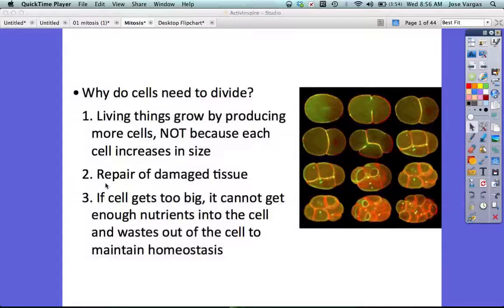Divide? Well, living things grow by producing more cells, not because each cell increases in size, so we need to replace them. Especially when there's an injury or we need to repair damaged tissue, we need to create more cells. If the cell is too big, it cannot get enough nutrients into the cell, so we need more cells that are of the same size.